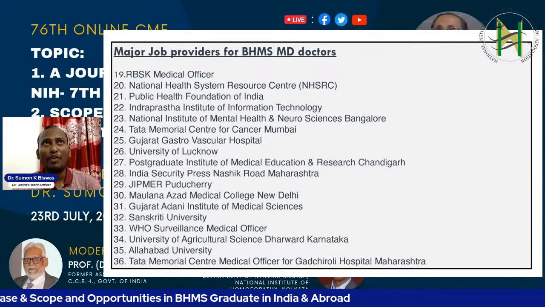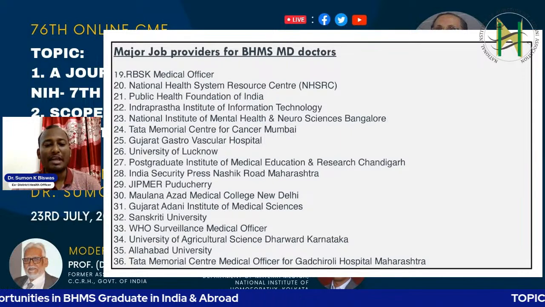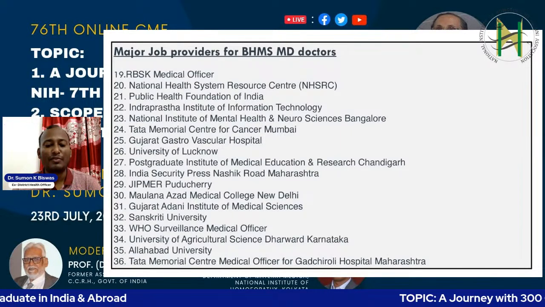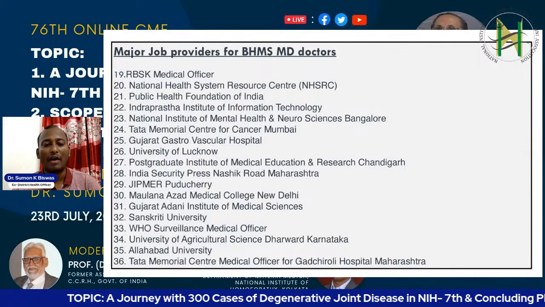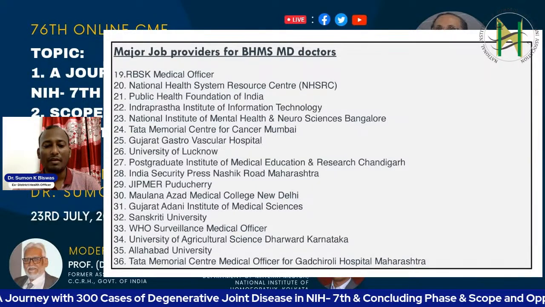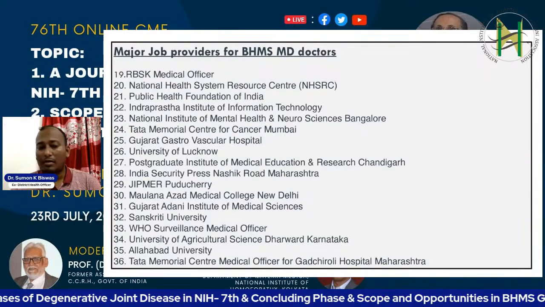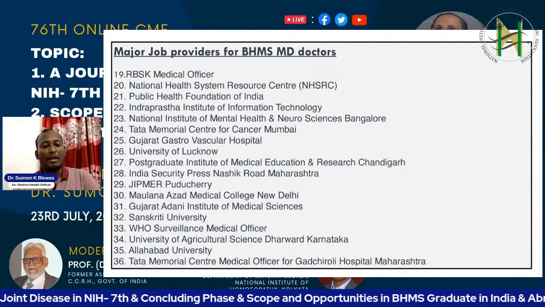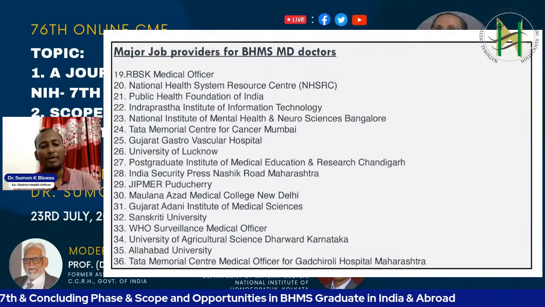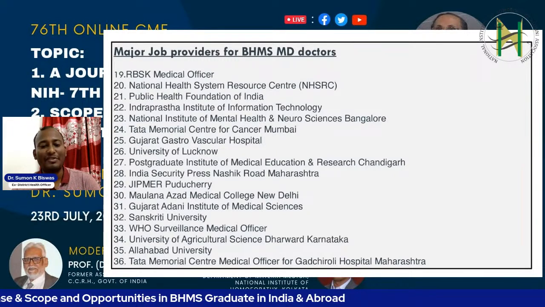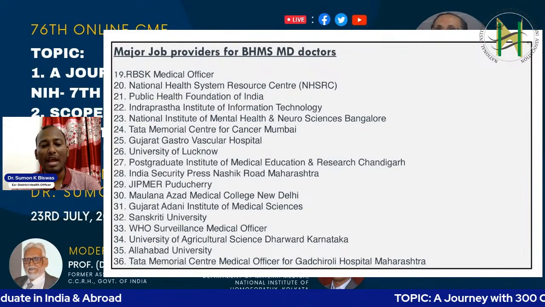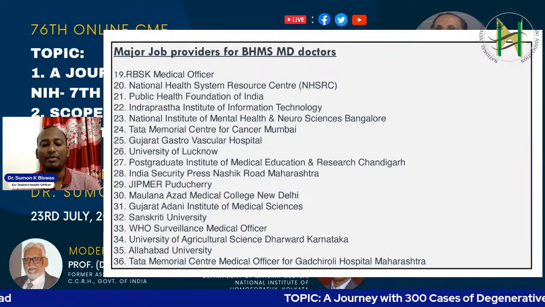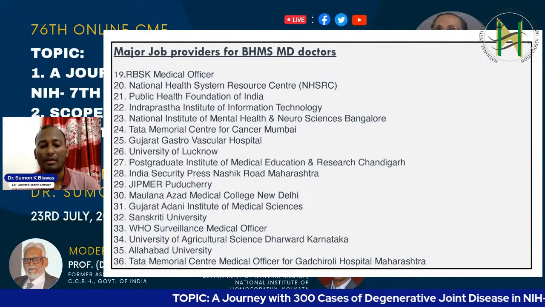The JIPMER also has good opportunities to work, Sanskrit University, and another, number 33, WHO Surveillance Medical Officer. Once you complete your graduation, you may try for medical officer in WHO or another UN organization. You can directly apply for that. But sometimes they require experience in the public health field. If you do not have public health experience, you may apply as a surveillance medical officer. So we have opportunities to work on that.